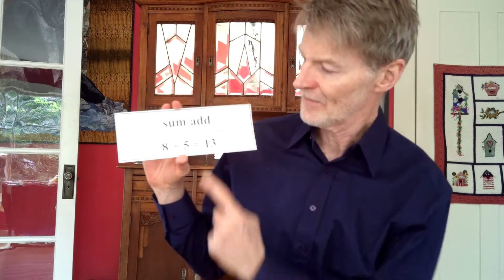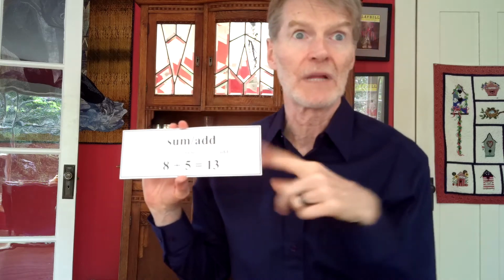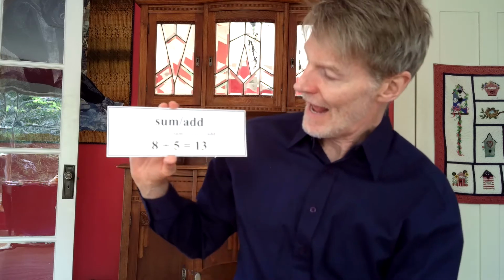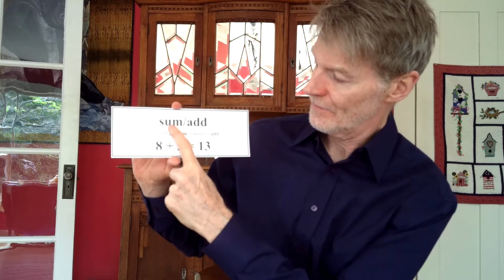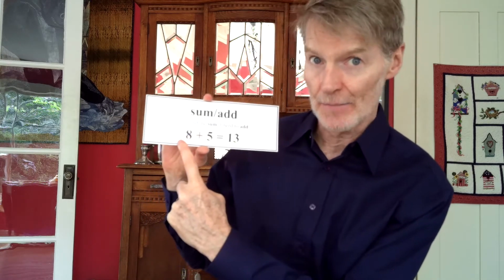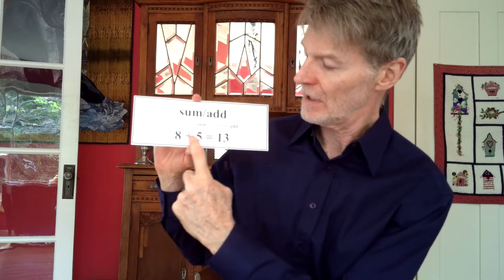So let's talk here. I have a vocabulary card that says sum, that's the spelling S-U-M, not like some, like someplace or sometimes. Sum means add. To find the sum, you need to add. And add means you combine things together. Like this number sentence is 8 plus 5 equals 13. That's called a number sentence, also called an equation.